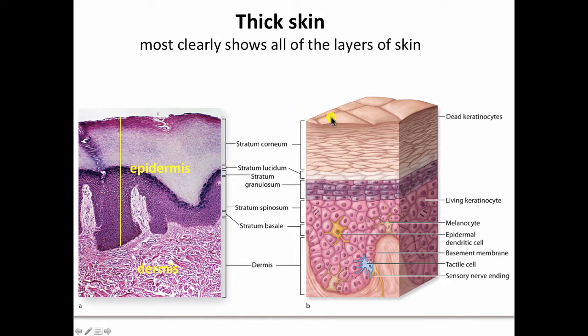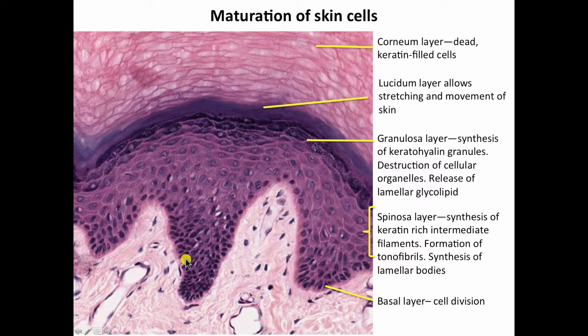As the cells in the topmost layer, these squamous cells, are shed, this causes stimulation of the cells in the stratum basale to divide and to synthesize more cells in the stratum spinosum, and thus to replace those cells which are lost. This process of differentiation, division, and finally death of the keratinocytes is summarized in this slide.